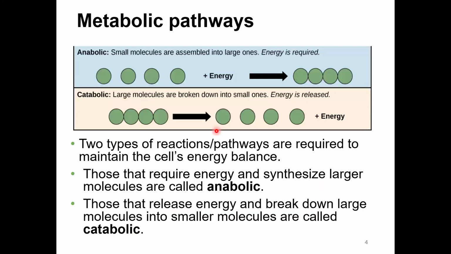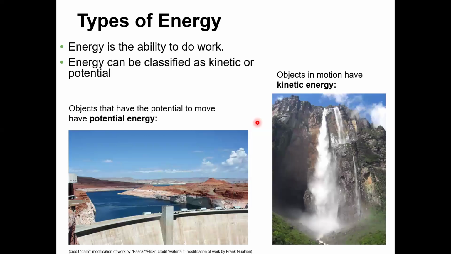So there are two types of metabolic pathways, including anabolic and catabolic. The anabolic ones require energy to make a bigger molecule. Catabolic ones basically release energy and break down larger molecules into smaller ones. So it's like opposite reactions.